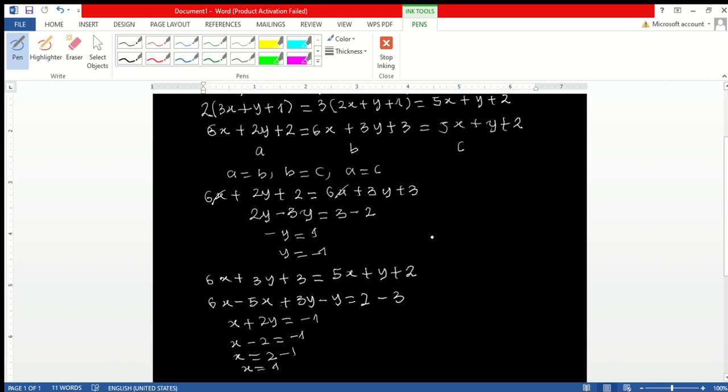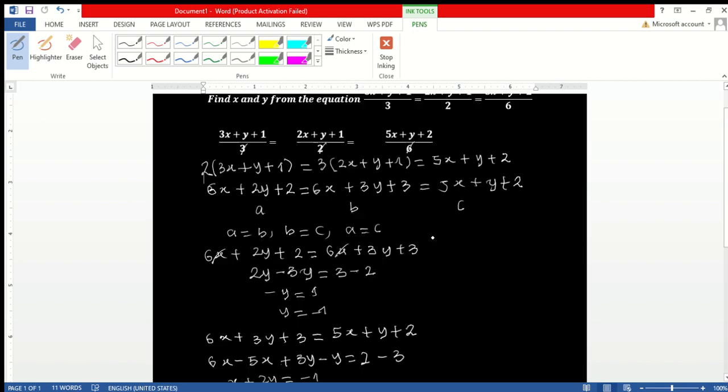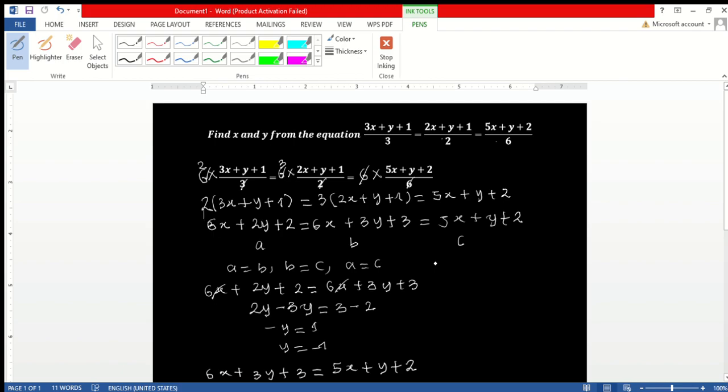But we can also check. We can also do some checking here by looking at the equation given. For the first one, we have 3x, x is 1, so that means 3 times 1 is 3, minus 1 plus 1, divided by 3. So this and this is off. 3 divided by 3 is 1.